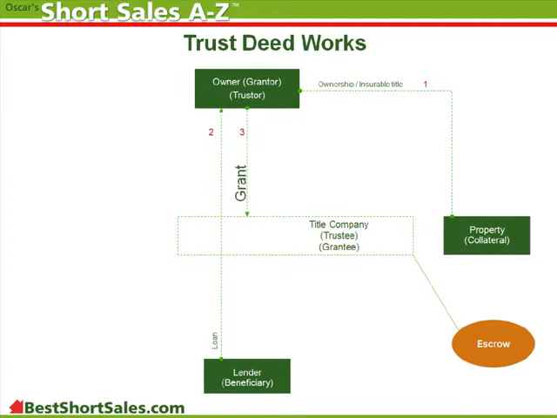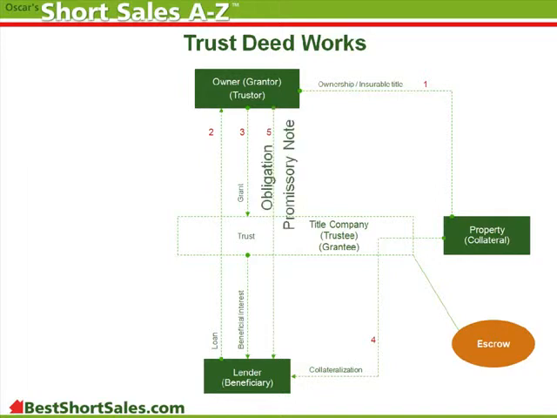In this trust, the trustor will grant the property in trust to the trustee with power of sale. The trust is to the benefit of the lender. Thus, the lender is the beneficiary of the trust. This is called beneficial interest. It is at this point that the property becomes collateral through trust deed. The obligation to pay will be documented in a promissory note.